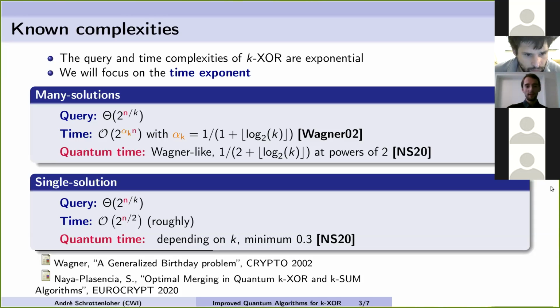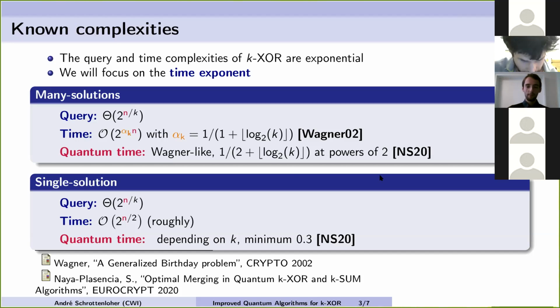The query complexity is always 2 to the n over k, because if you take 2 to the n over k elements, you can take all the tuples you can make with that, and one of them is going to XOR to 0 with high probability. The time complexity in the many solution case classically is given by an algorithm by Wagner, so the time complexity exponent depends on log2 of k. There is a formula for that. And in the single solution case, classically, it's basically always 2 to the n over 2, roughly.